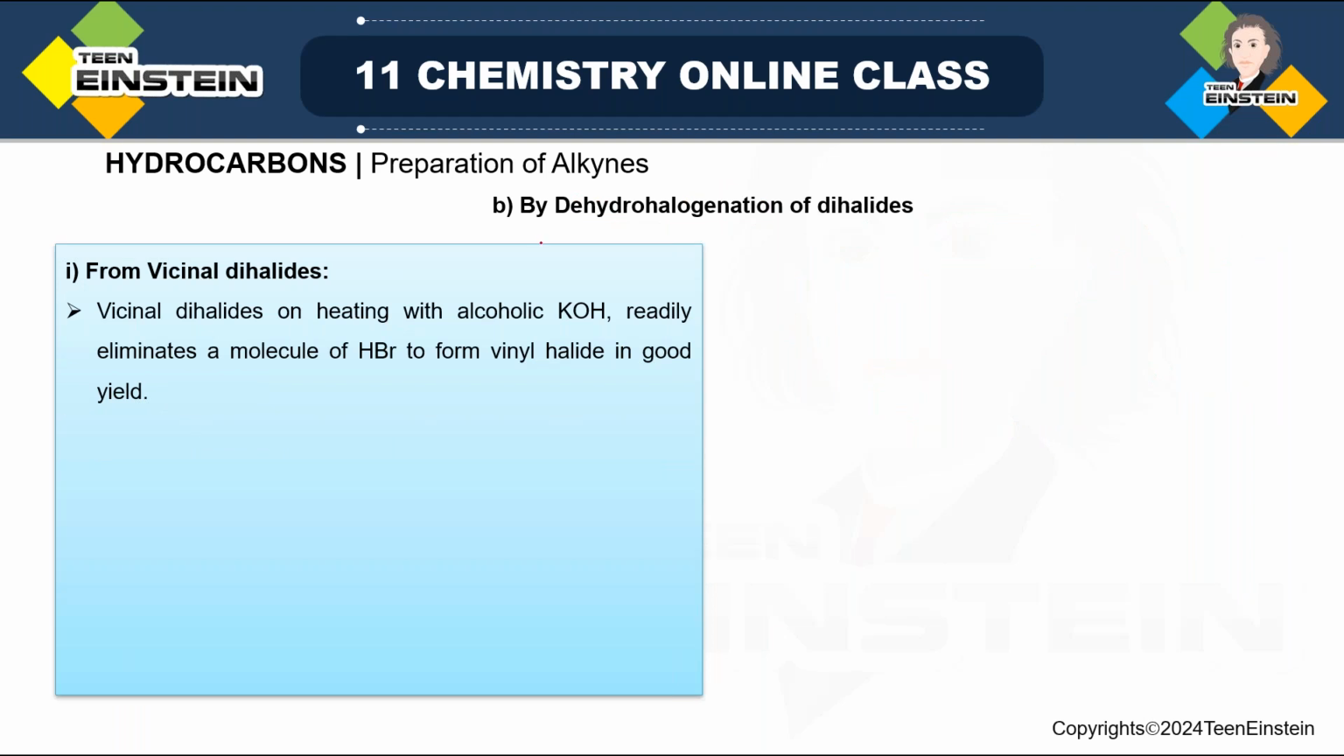Now the second method is, look at the heading, dehydrohalogenation of dihalide. That means in the starting material there must be 2 halogen atoms present, and you will remove these 2 halogens, and when halogen is removed obviously it will be removed with some hydrogen. So as if it is removal of HX 2 times. 2 times you are removing HX, and that is why the name is dehydrohalogenation. Hydrohalogenation means addition of H and X, and when I am saying dehydrohalogenation, it is removal of H and X, and it is 2 times.